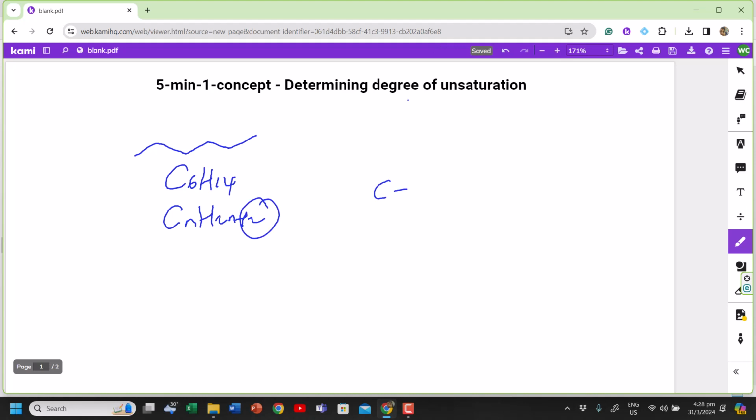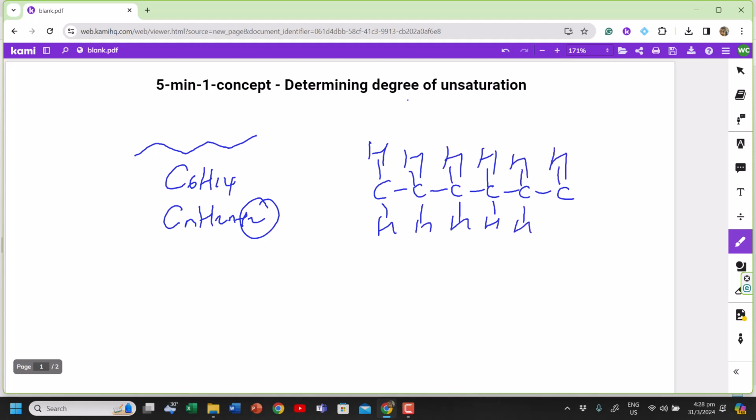It's because if you look at a straight chain alkane, in this case we have 6 carbons. Each of the carbons in the middle will have 2 hydrogens, so that's why it's CnH2n. And then the 2 carbons right at the end will have 2 additional hydrogens. I'm going to indicate them in red. So this is the origin of the plus 2.